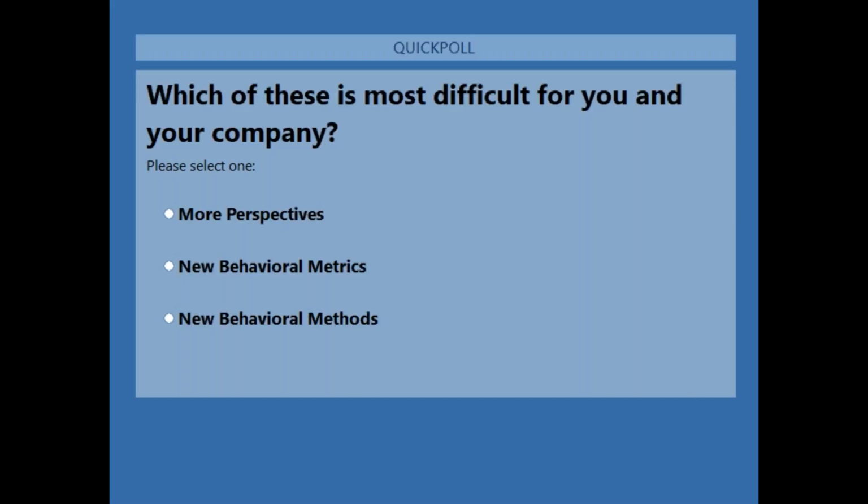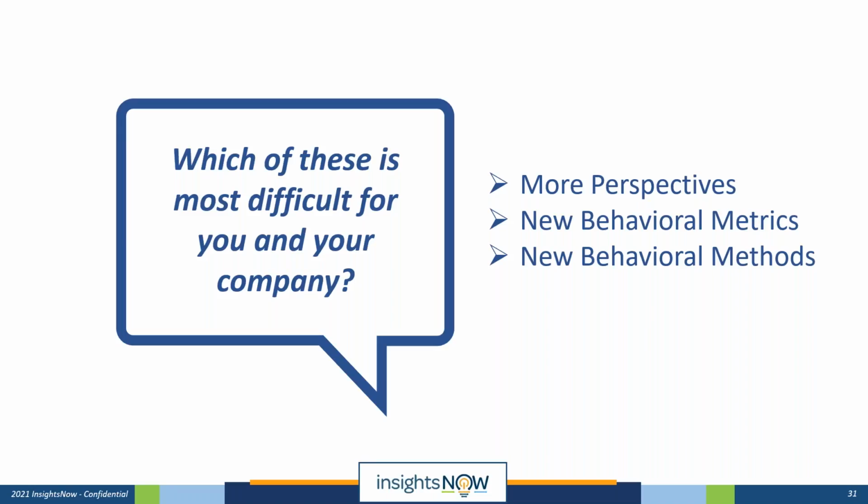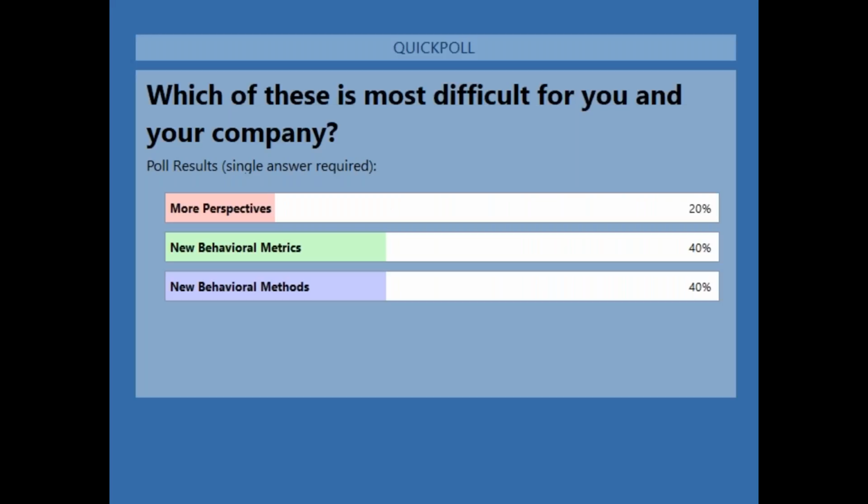All right. Well, I get the joy of seeing how the votes are coming in as they're flying in. And we've got a few more people voting here. I think I'll cut it off so we can get to questions and answers and share that out. Looks like most people feel that more perspectives is not the hardest. So it looks like more in the behavioral metrics and the behavioral methods challenge, but certainly across the board, some good challenging areas.